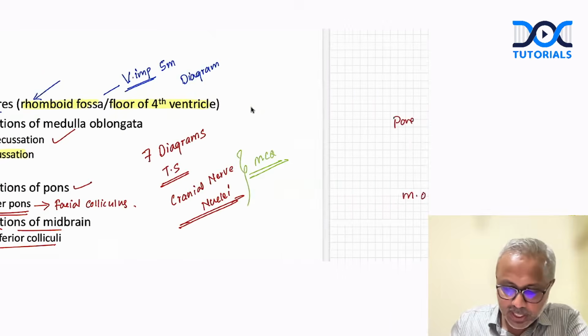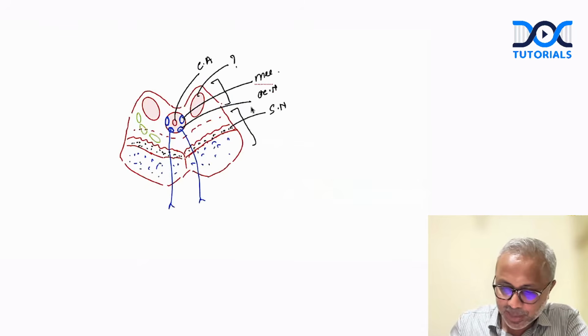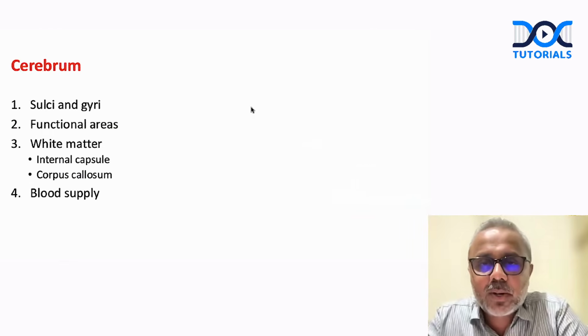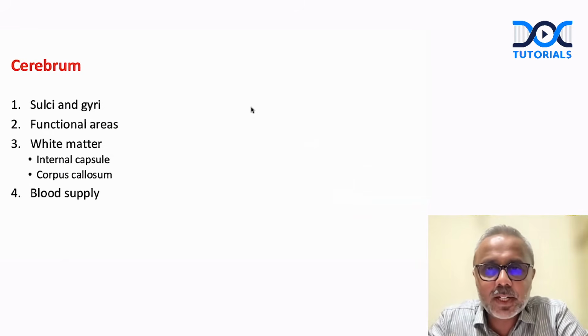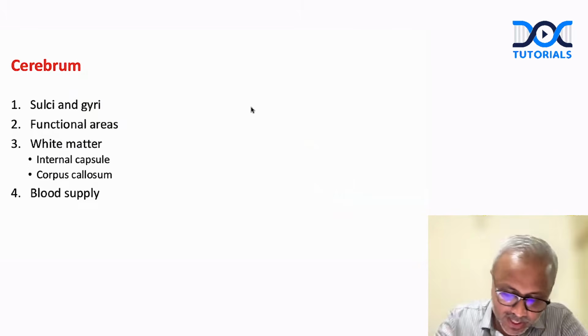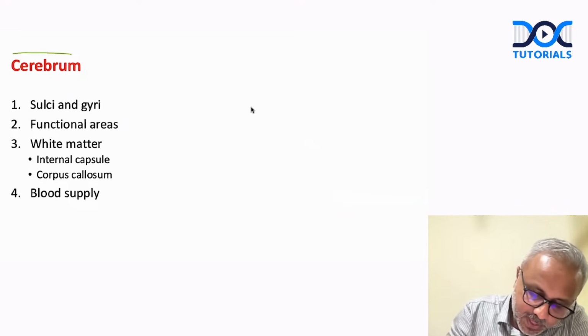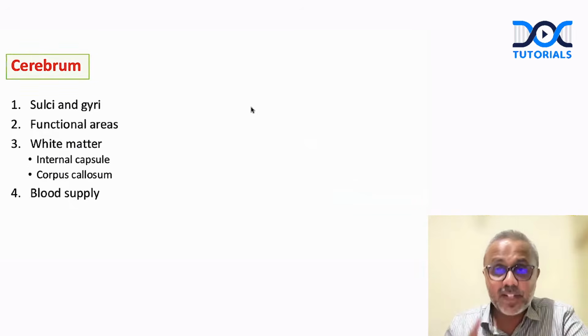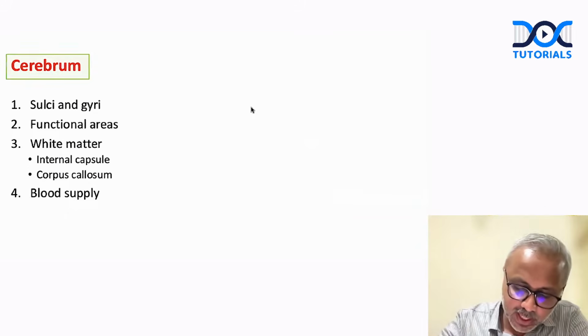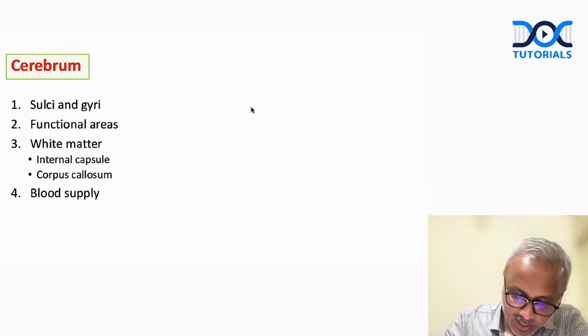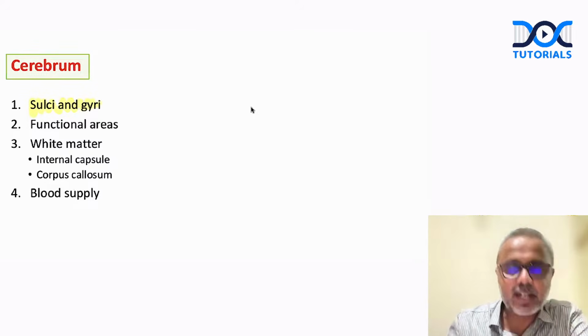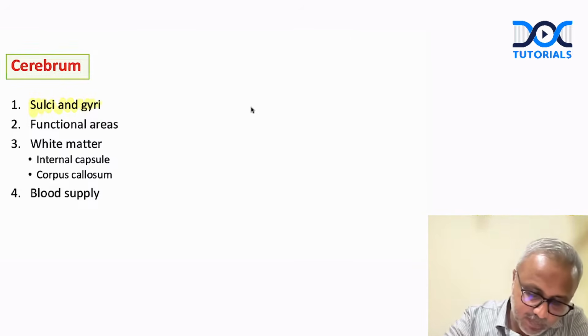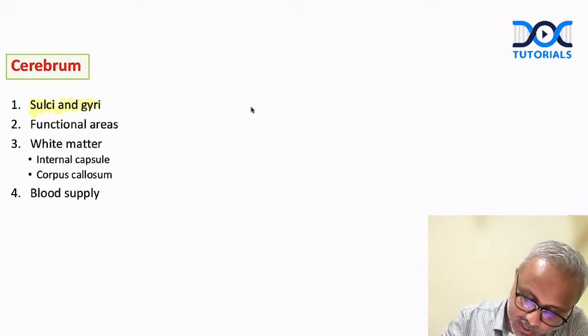Once we know the important topics that are asked in the chapter of brainstem, let's talk about one more very important subtopic in the neuroanatomy section, and that is the chapter of the cerebral hemisphere. Now in cerebral hemisphere, undoubtedly, you need to be prepared for the sulci and gyri. This will be a very important 10 marker.